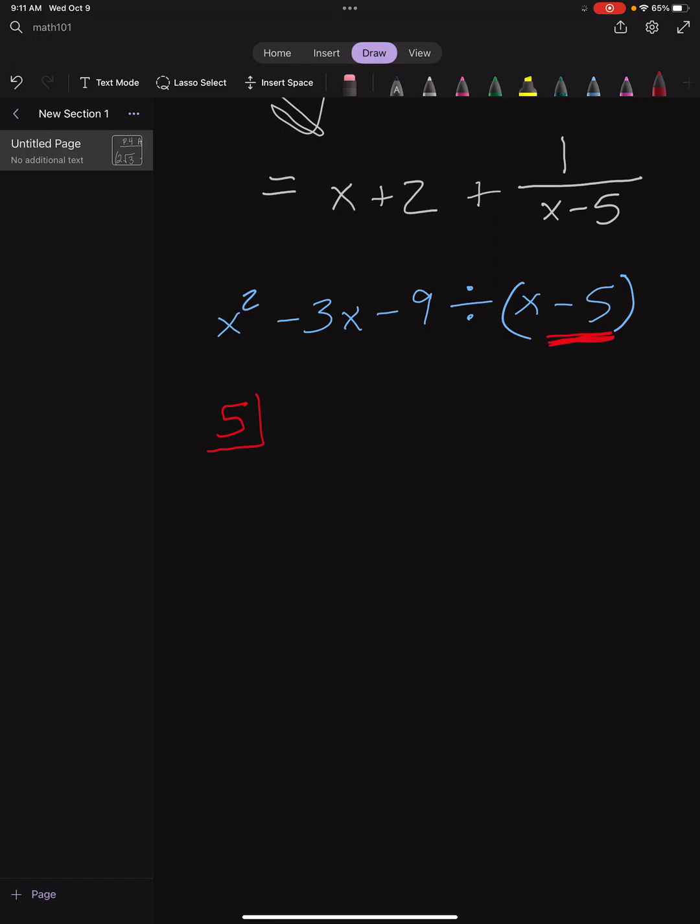Well, that's 5. Then what I'm going to do is take all of my coefficients in front of the x's in x squared minus 3x minus 9. So the first coefficient is 1. I'm going to put a 1 here. The next coefficient is negative 3. And the next number is negative 9. I'm just dropping the x terms.